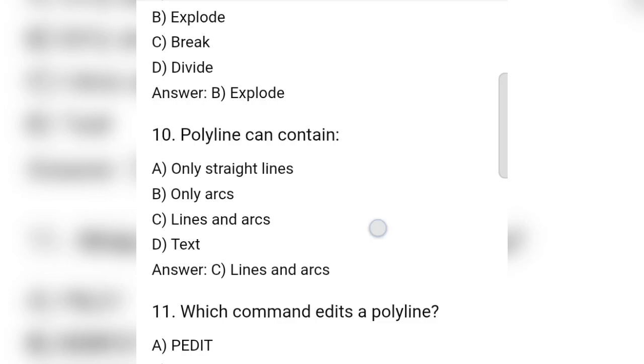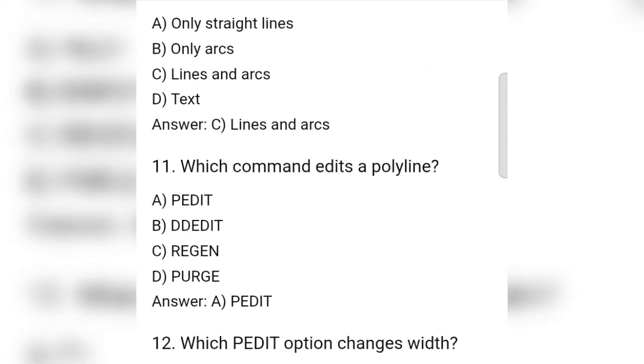Question number 11. Which command edits the polyline? Option A PEDIT, option B DDEDIT, option C REGEN, option D PURGE. Answer is A PEDIT. Whenever you edit the polyline, in the command line you enter PEDIT. Then after that we edit the polyline.